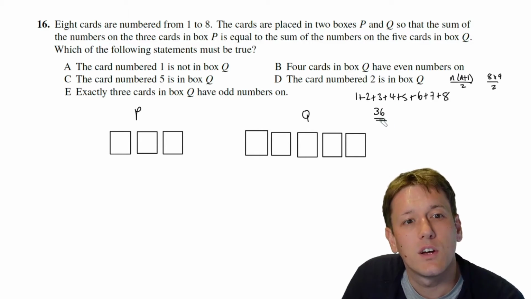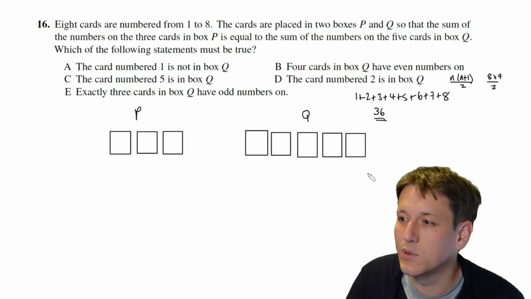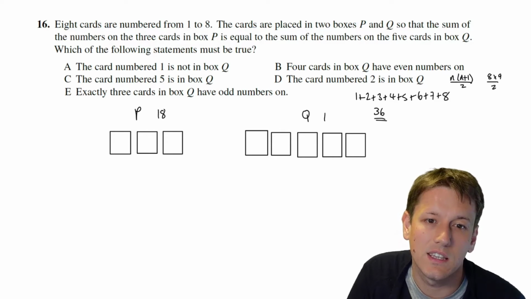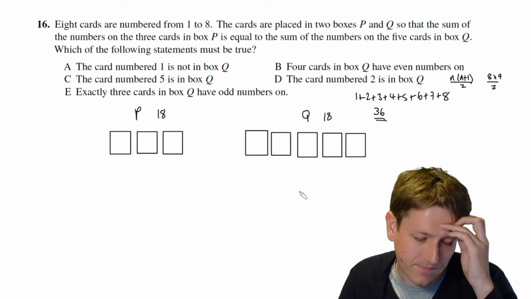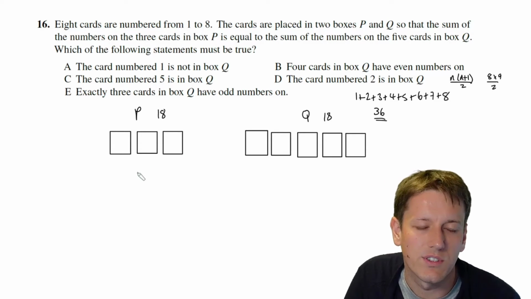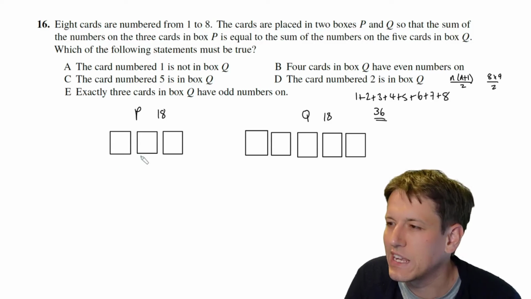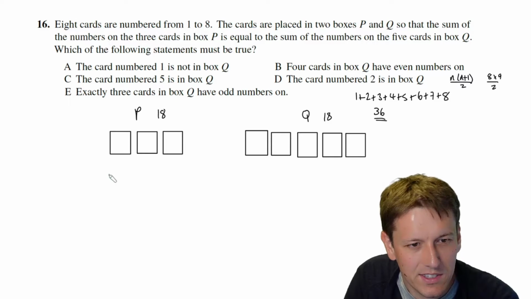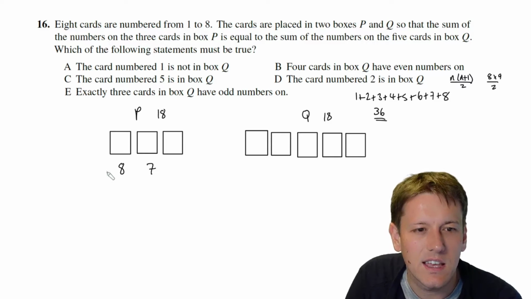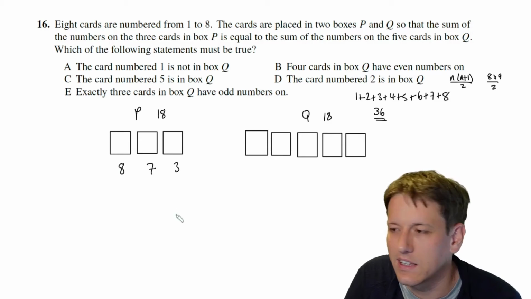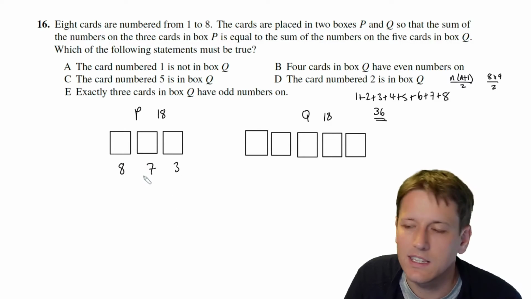Anyway, if the total is 36 and the totals are equal in P and Q, that means these 3 cards have to add up to 18 and these 5 cards have to add up to 18. So let's look at the 3 cards, that's the more restrictive one somehow, and see how I can get 3 to add up to 18. So I'm going to be probably using the larger numbers if I've got fewer cards here, right? So I could do 8 and 7, that's the biggest choices I've got. That would add up to 15, and then I'd have a 3, which would take me to 18.